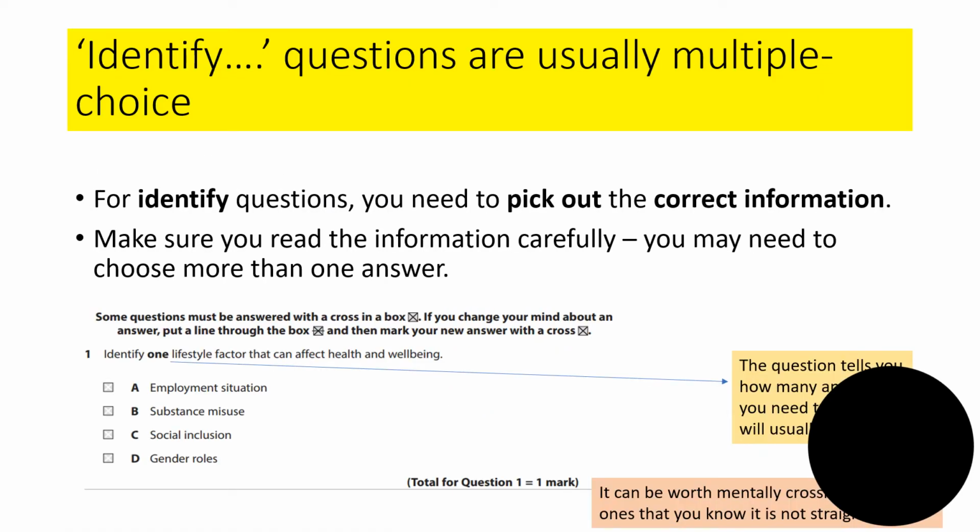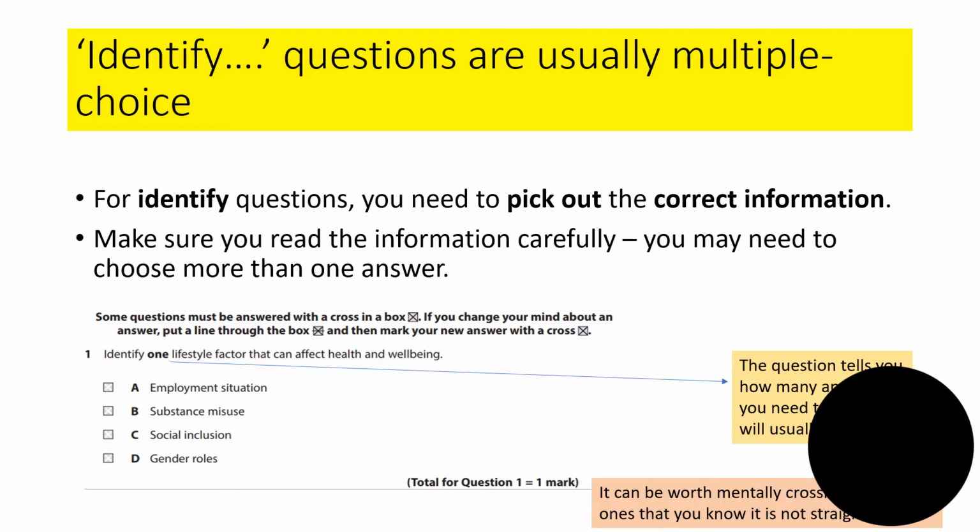So the identify questions are usually multiple choice. Looking at the sample assessment materials, there may be 1 or 2 multiple choice questions. For identify questions, you need to pick out the correct information. You really need to read the information carefully. Some questions may ask for 1 answer and others may ask for 2, so really have a look to see how many they are asking you to identify.